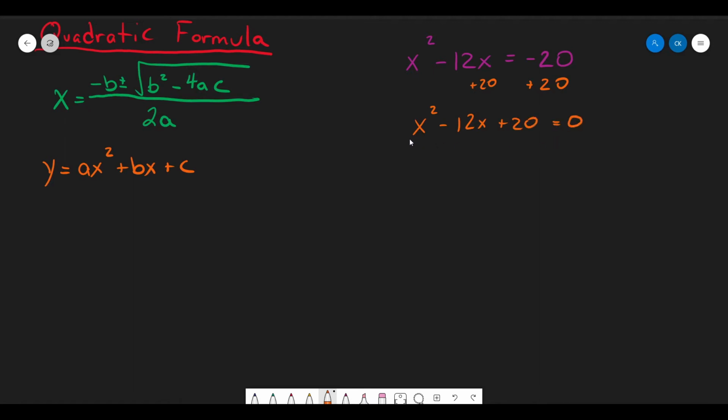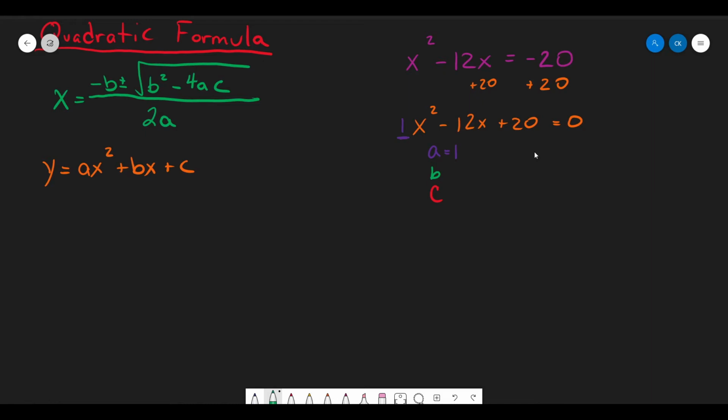Now we're good. We have everything on this side. It looks like ax squared plus bx plus c. So we are able to now find what a is, what b is, and what c is. So again, a is the coefficient of the x squared. And the coefficient of the x squared here, seeing as there is not one, is 1. Remember, if there's no coefficient, the coefficient is 1.